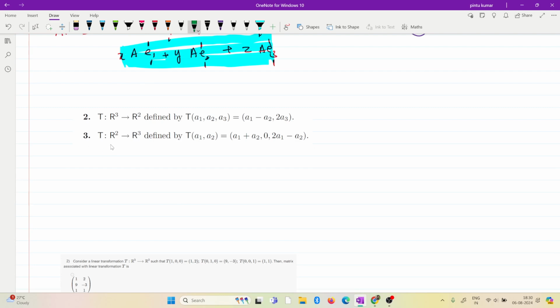So you can choose again the standard basis for both of them, as I mentioned. For R2, you can choose 1, 0 and 0, 1, and for R3, you can choose 1, 0, 0, 0, 1, 0, 0, 0.